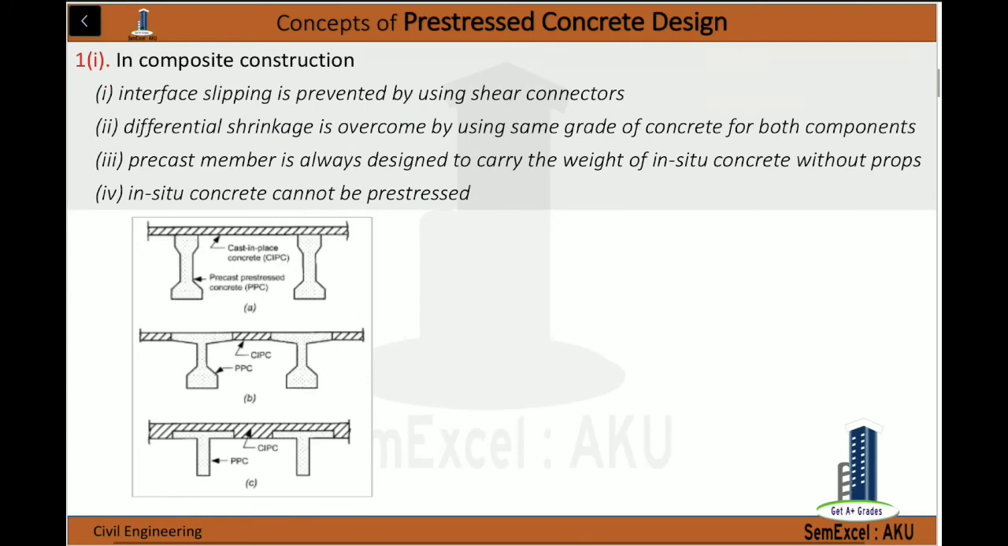Let's move to the other question. In a composite construction, first we will discuss what this composite construction is. For any structure, let us say we have a T-beam, or some beams and some slabs that have to be cast over the beam, and if we have used two different types of concept in that design, then that construction is known as the composite construction.